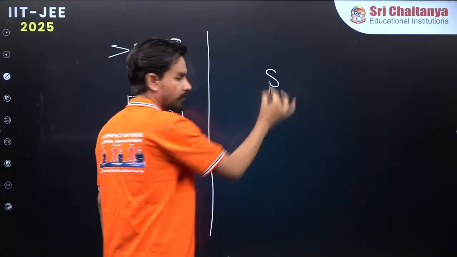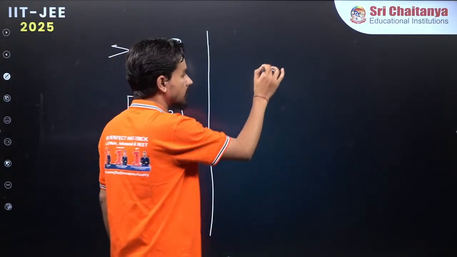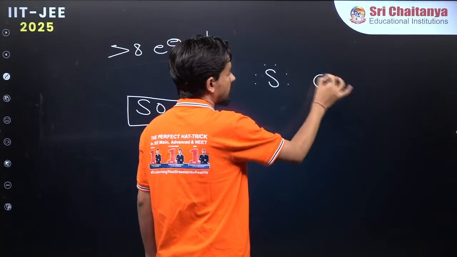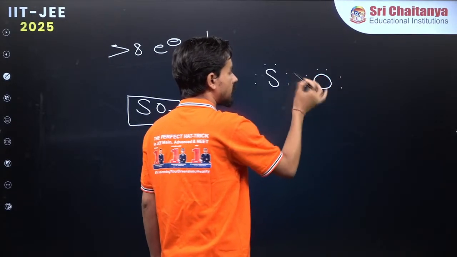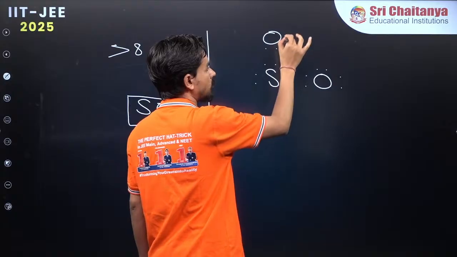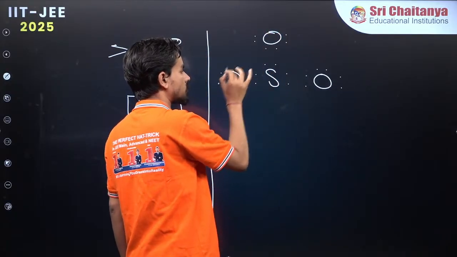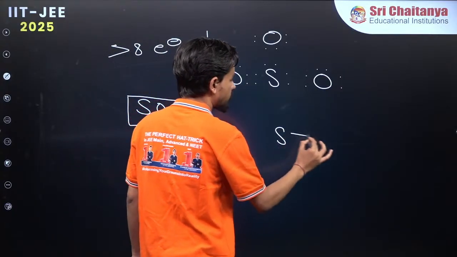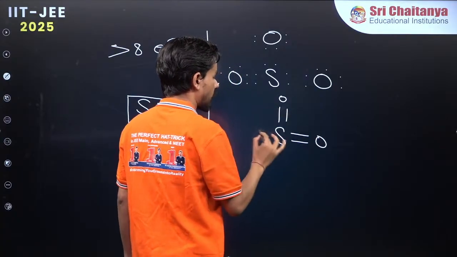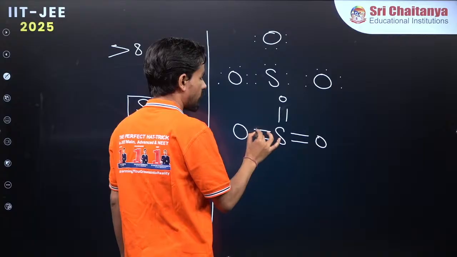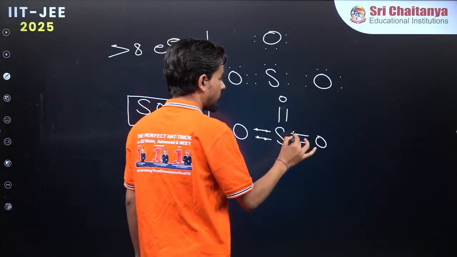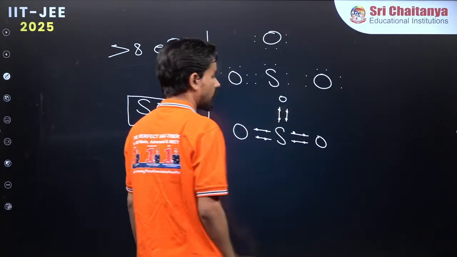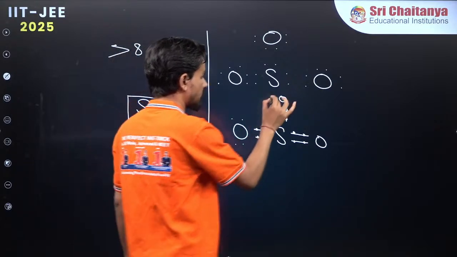SO3. Sulfur has 6 electrons in its outermost shell: 1, 2, 3, 4, 5, 6. And oxygen, which also has 6 electrons, can very easily share 2 electrons with it. The second oxygen will also share 2 electrons with it, and the third oxygen also. Now think, sulfur is getting this kind of structure. Count: 1, 2, 3, 4, 5, 6, 7, 8, 9, 10, 11, 12. So 12 electrons are there, and apart from that, these are the lone pairs.